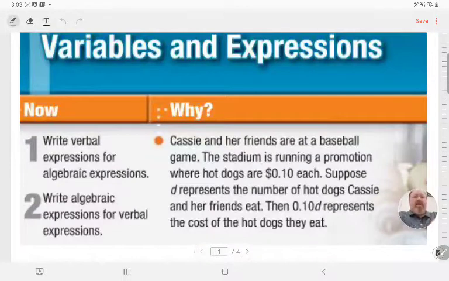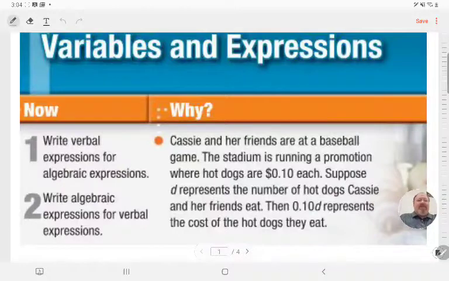Okay, so today we're talking about variables and expressions. Today we're going to write algebraic expressions for verbal expressions, and we're going to write verbal expressions for algebraic expressions. So we start with a problem.